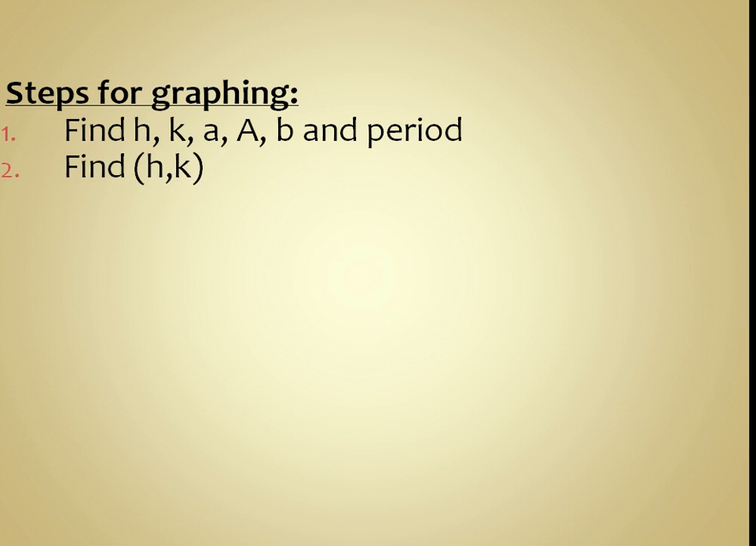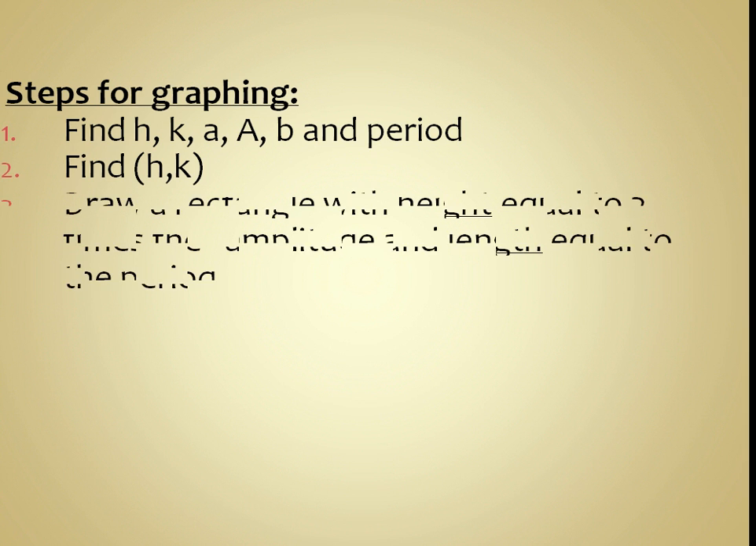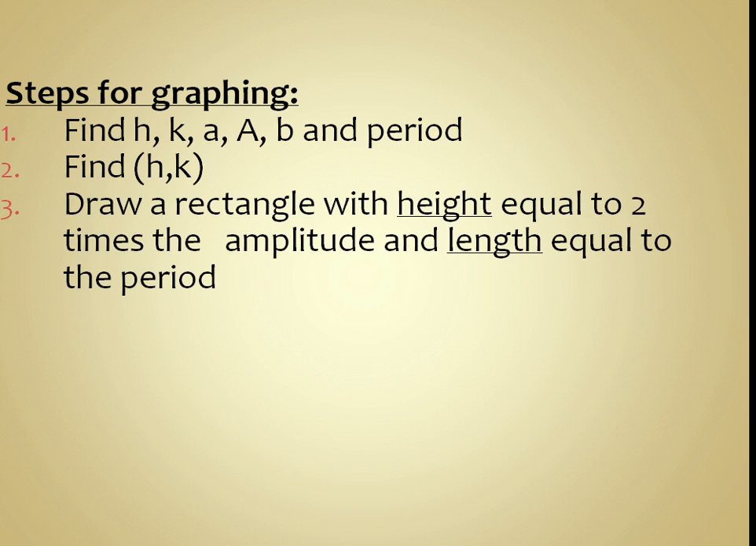For step number 2, we now find our starting point, which we said was at h and k. Step number 3, we're going to be drawing a rectangle with the height that is equal to 2 times the amplitude, and the length is going to be equal to your period.